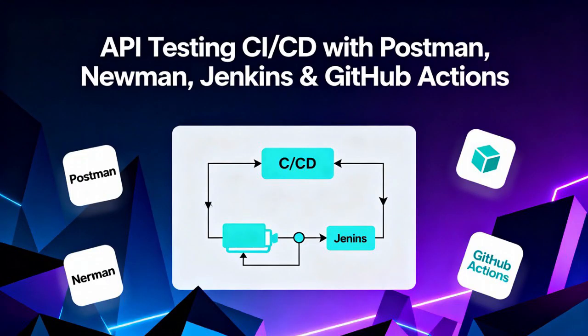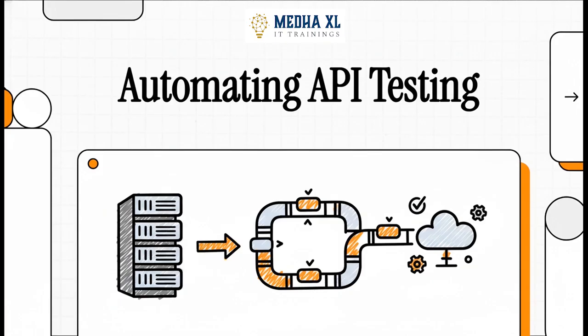Hey there. If you've ever found yourself saying, well, it works on my machine, then you are in exactly the right place. Today, we're going to break down how you can take your API tests out of your personal Postman app and plug them straight into your delivery pipeline. That way, you can prove they work everywhere automatically.